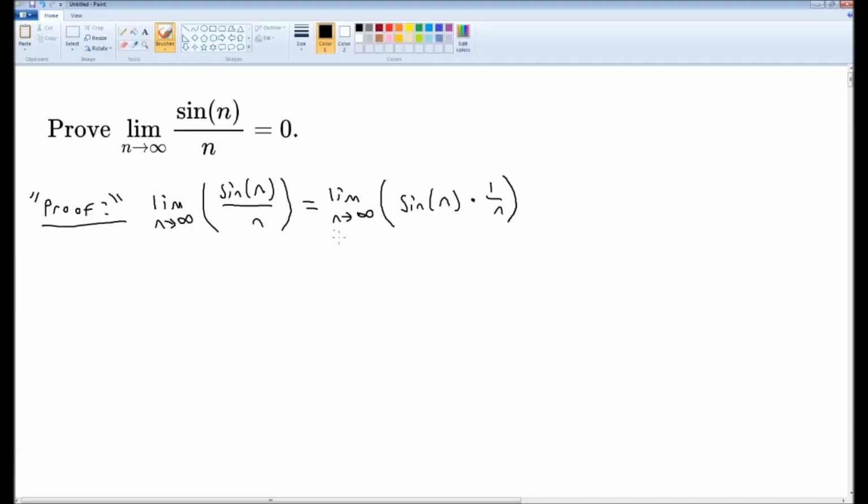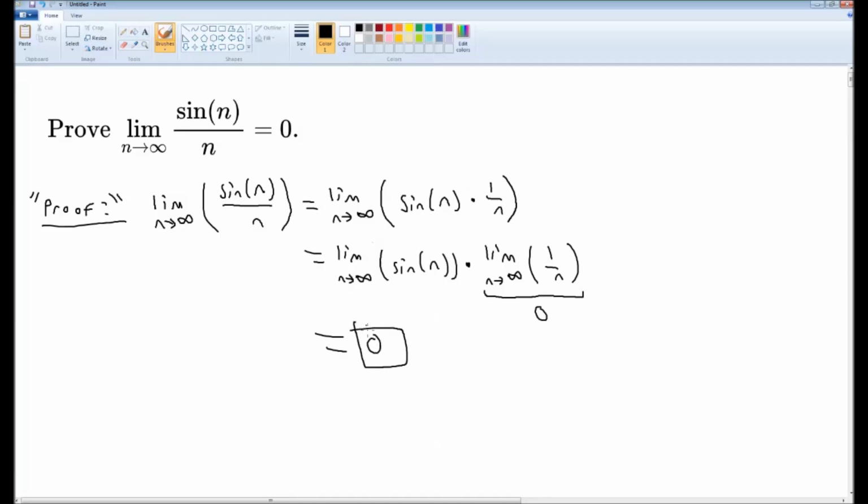And now by our limit laws, we can simplify, break this apart. We can go limit as n approaches infinity of sine of n times the limit as n approaches infinity of 1 over n. Okay. But now here's the thing, the limit as n approaches infinity of 1 over n, this is just 0. And so anything times 0 is got to be 0. So that proves that the limit of this guy is 0. So QED, baby.